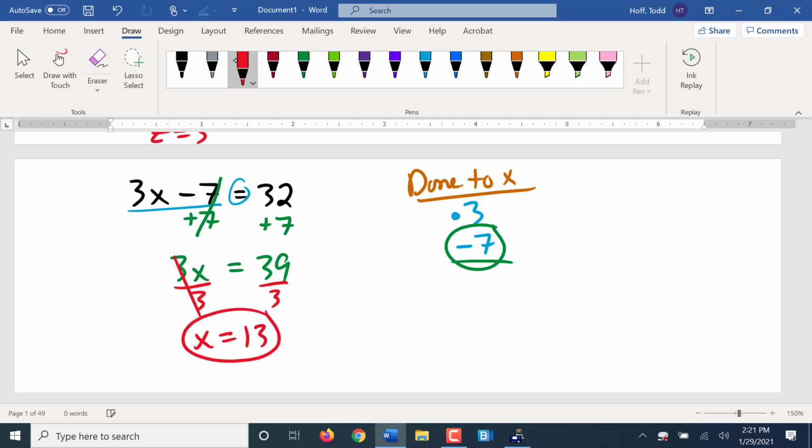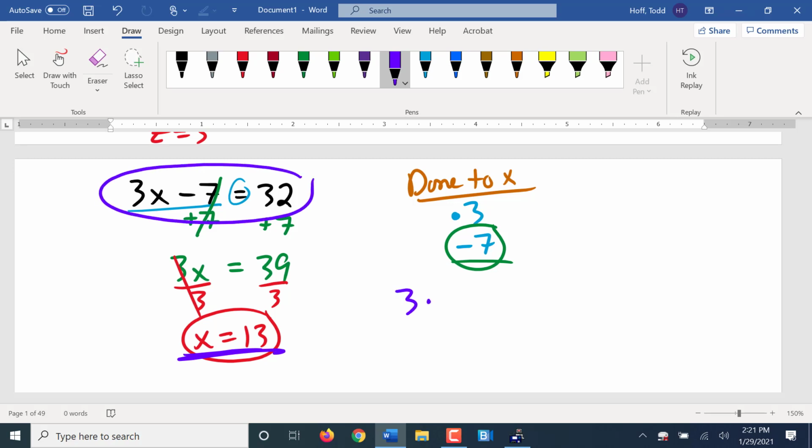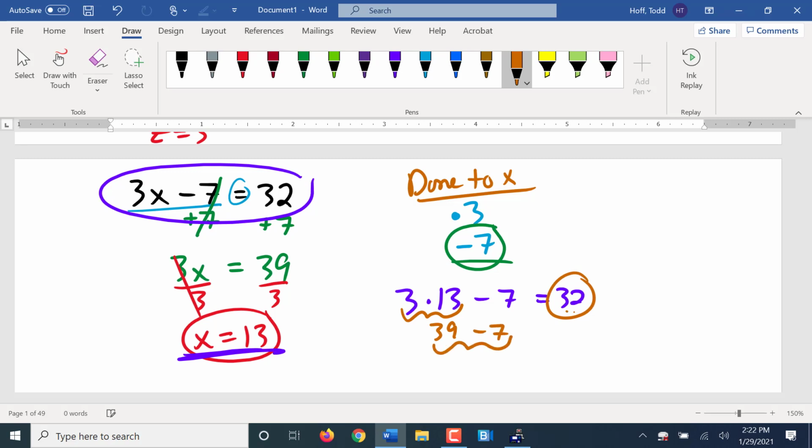Good. Now, if we are not sure of ourselves here, we can always double check our answers. If we think our answer is x equals 13, we can go back to the original equation and rewrite it, replacing x with 13. So 3x becomes 3 times 13, then minus 7 equals 32. And check to make sure both sides equal 32. So the right side equals 32. The left side, 3 times 13 is 39 minus 7 is 32. So we have 32 on both sides.